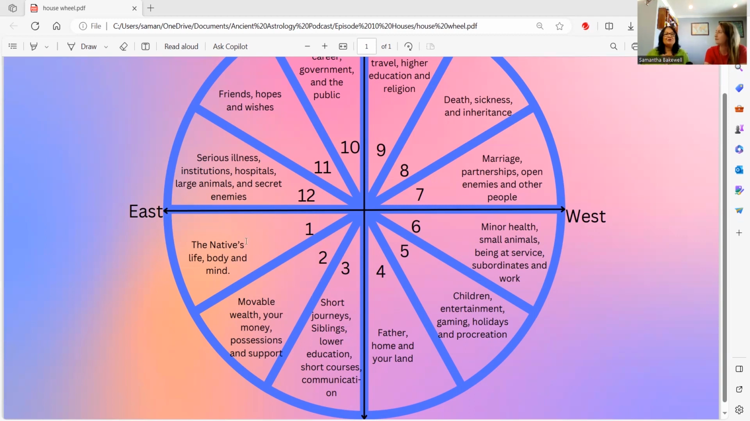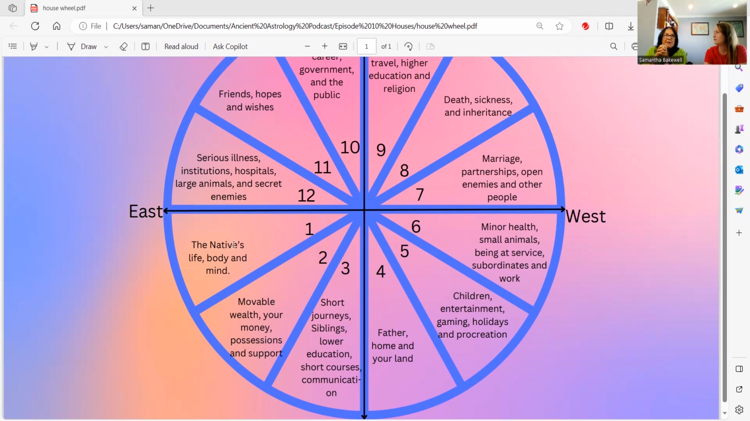Yeah. So let's go through the houses and what they represent. The native is the first house. It is the most important house out of the 12 houses, because it is the native's life, body, and mind. That's so significant. But I feel like sometimes it's challenging to put that in words to get it across to people. Well, it depends on what's on the cusp of that house and where those planets are placed.